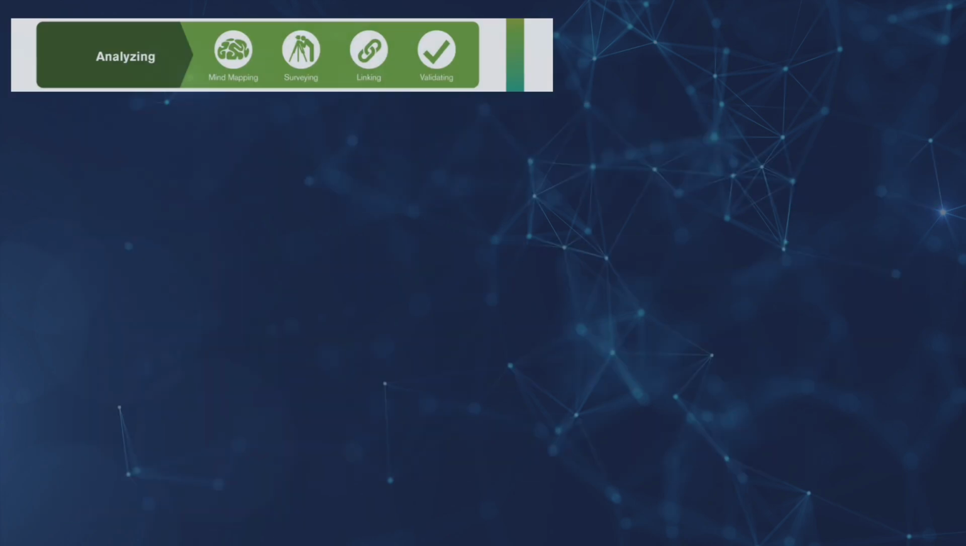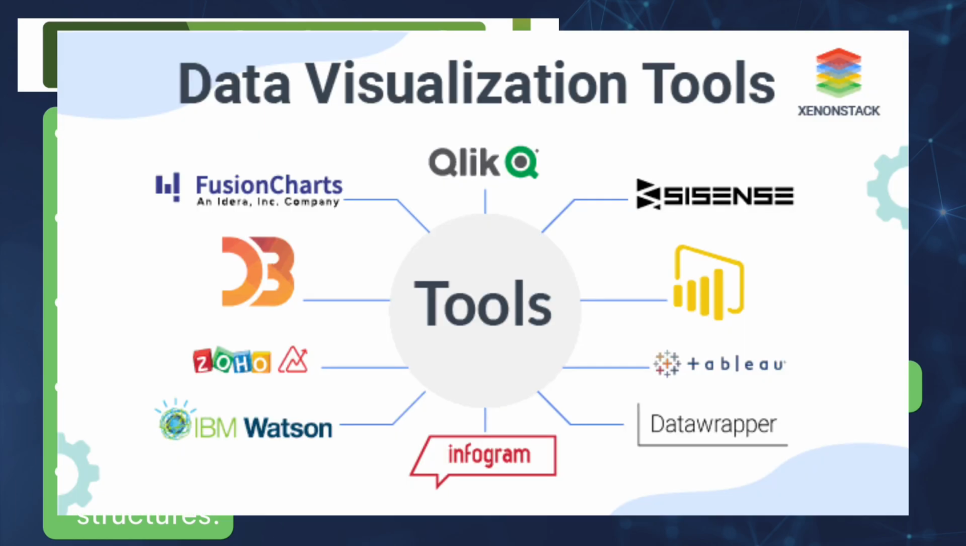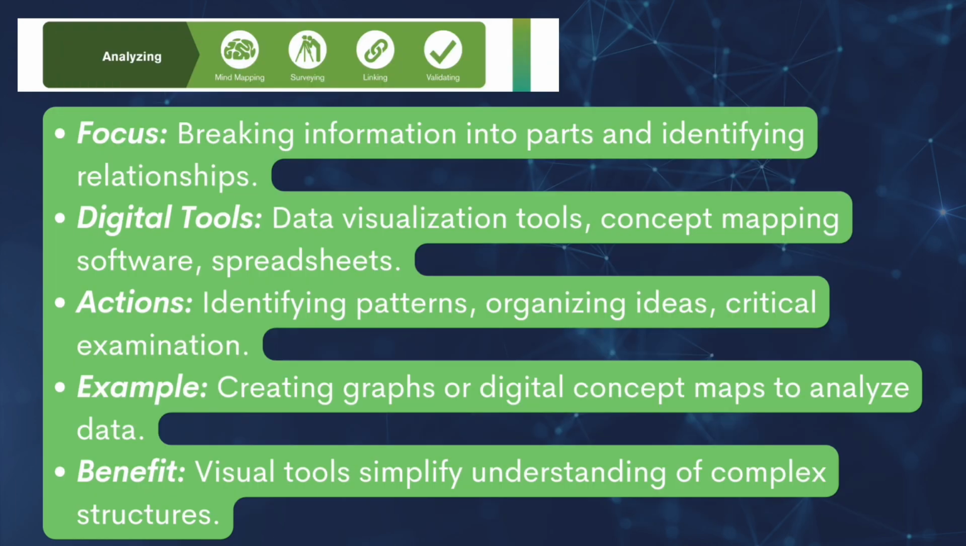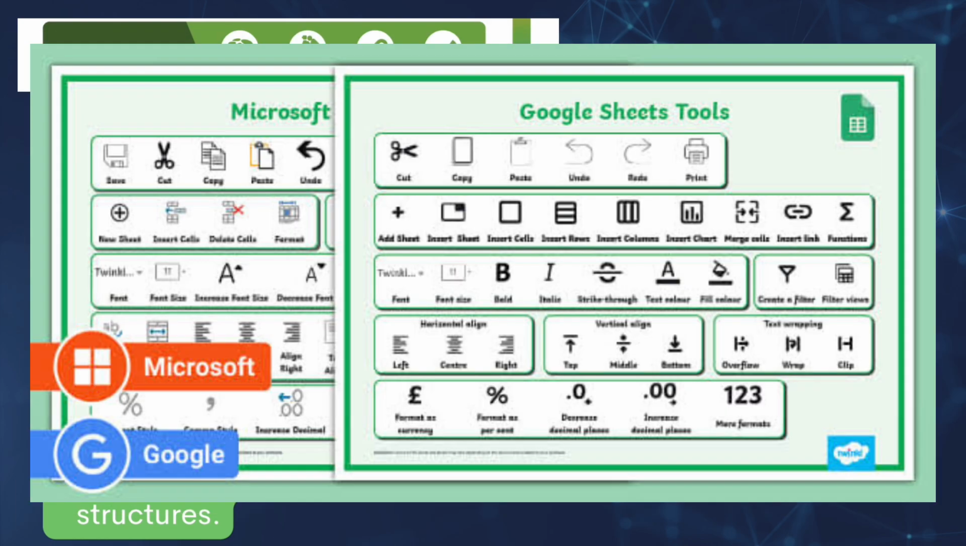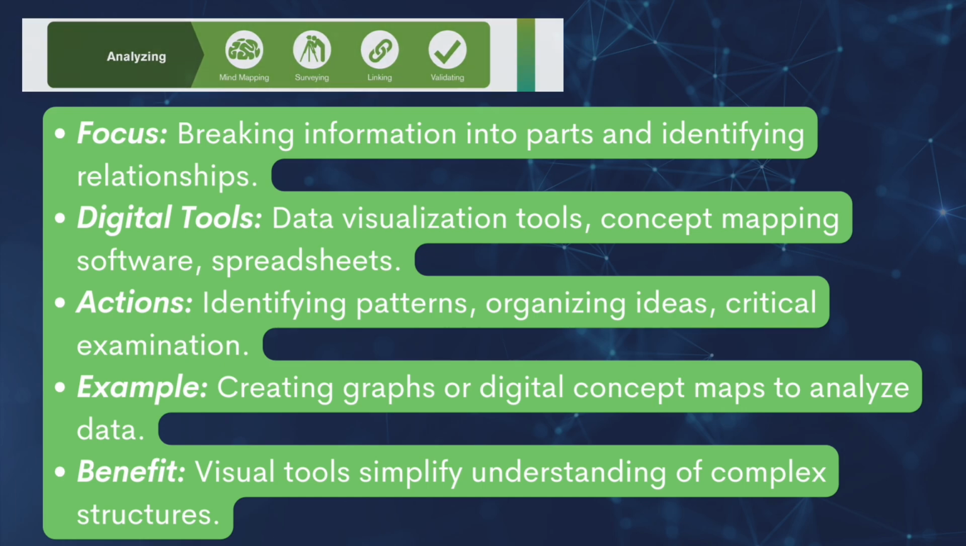At the analyzing level, students start breaking down information into parts to understand its structure and relationships. Digital tools like data visualization software, concept mapping tools, and spreadsheets are incredibly useful here. For example, students can use a data visualization tool to analyze trends and patterns in complex information, or they can create a digital concept map to organize and analyze the connections between different ideas.